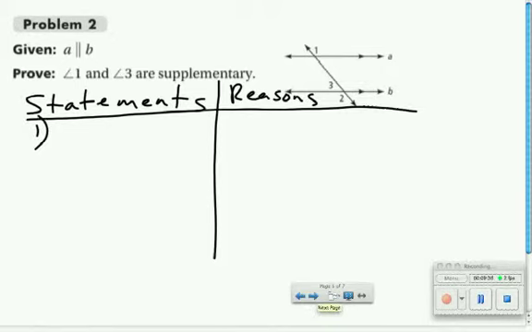So that's where we start. We start with A parallel to B. Remember, that's what that symbol means. The two lines are indicating that A and B are parallel.